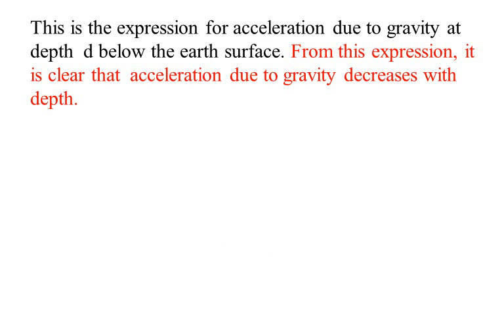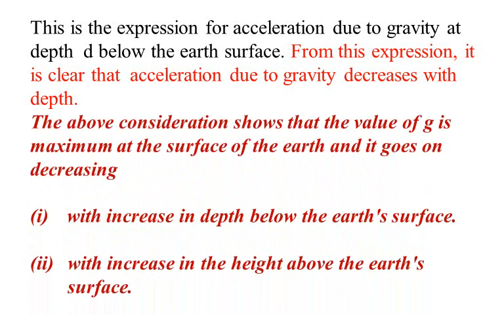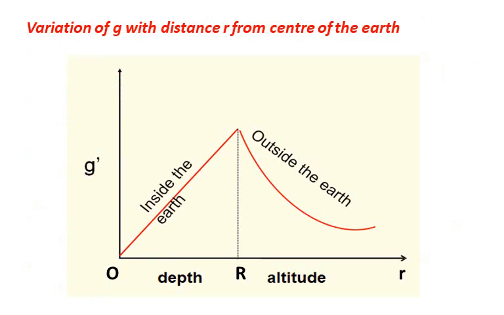From this expression, it is clear that the acceleration due to gravity decreases with depth. The above consideration shows that the value of g is maximum at the surface of Earth, and it goes on decreasing with increase in depth below the Earth's surface and with increase in the height above the Earth's surface.